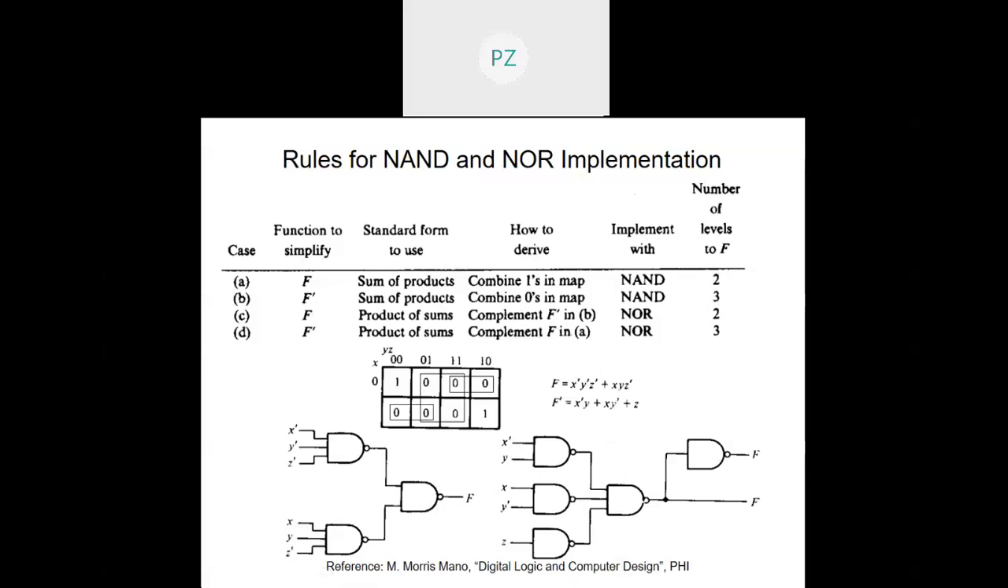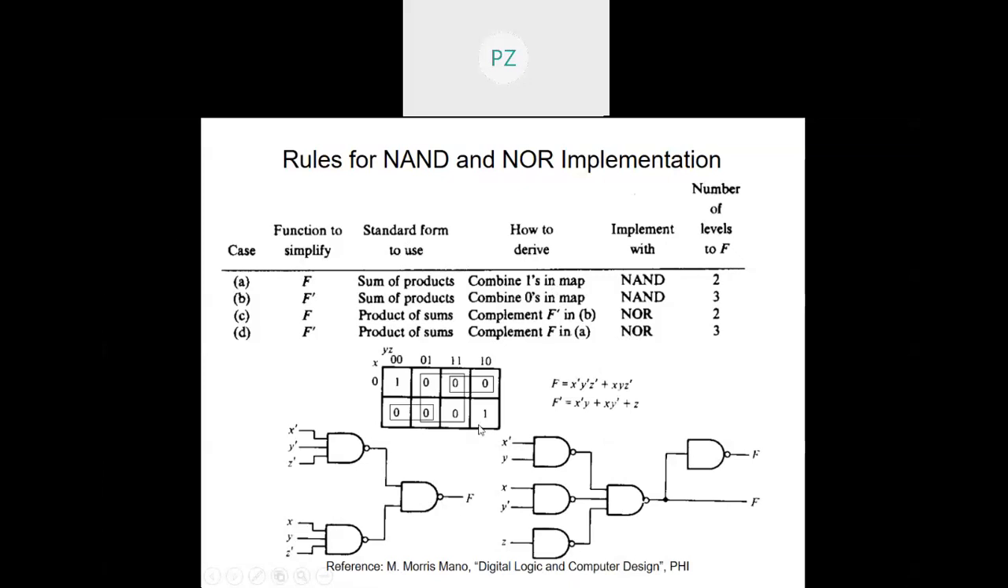So again, realizing f in product of sums form, either complement f dash in B, or combine zeros in the map, just as we have done the product of sum simplification, and then realize the entire thing using NOR gates alone. That will be a two level thing. If you want f dash in product of sums, complement f in A. So using De Morgan's theorem, you will get the complement of f in A. The entire thing will be realized using NOR gates alone. This will again be a three level thing.